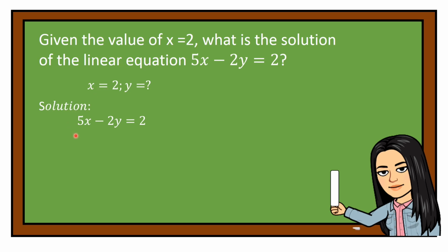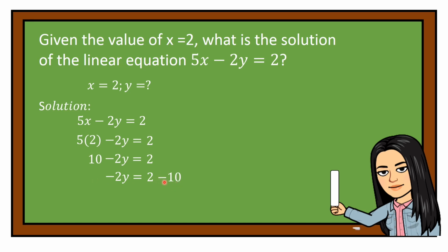So copy 5 and then substitute 2 as the value of x. And then copy minus 2y is equal to 2. So 5 times 2 is equal to 10. Copy minus 2y is equal to 2. Next, we're going to do transposition. So we have here now negative 2y is equal to 2 minus 10.